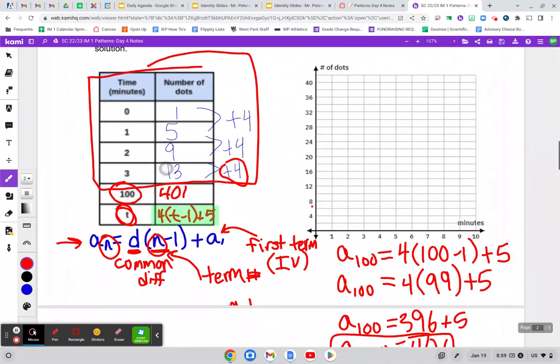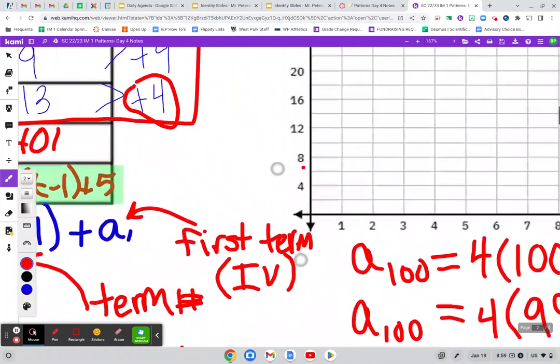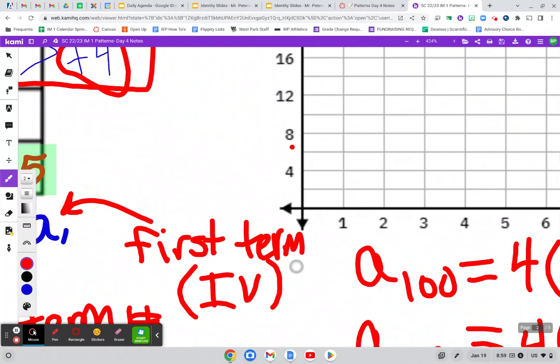Now, when we're plotting these things, pretty simple, right? At 0 minutes, there was 1 dot. So at 0 minutes, we're going to put 1 dot. So that's going to be right about, oh shoot.